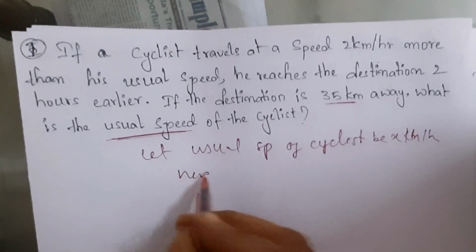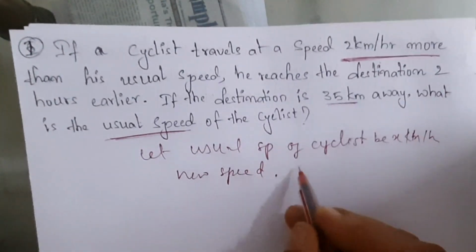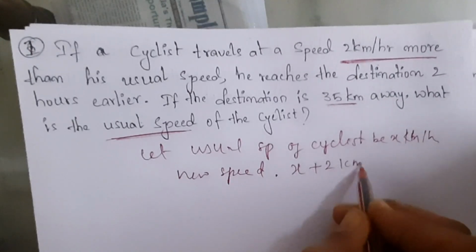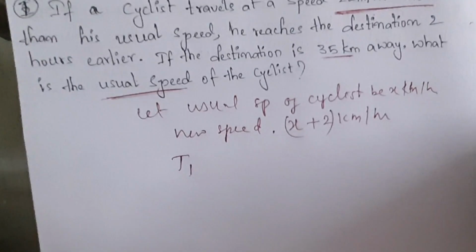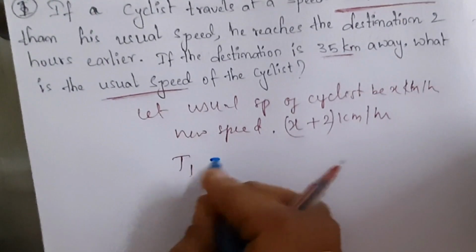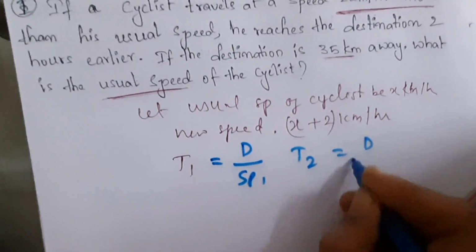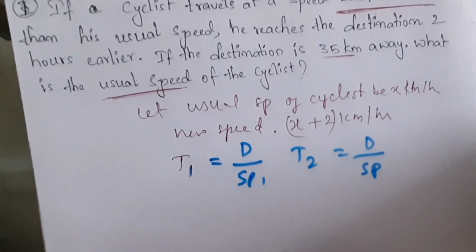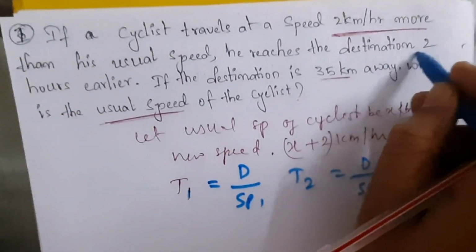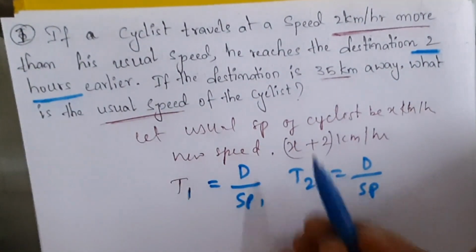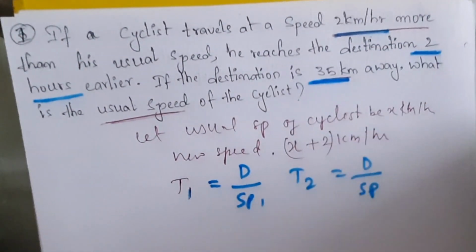Here the new speed, as given in the question, is 2 km more. So the new speed will be x plus 2 km per hour. Here we are using the simple formula: time 1, t1, is distance upon speed 1, and time 2 is distance upon speed 2. Whichever is greater, we will subtract from. And it is given that he reaches the destination 2 hours earlier. So you need to remember three things here: what is the distance, how much the speed increased, and what is the time difference.